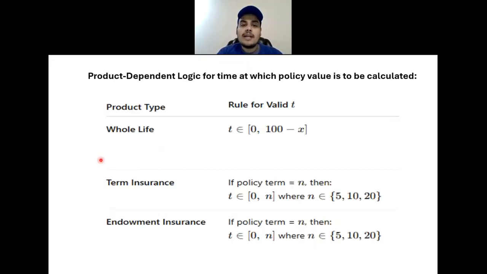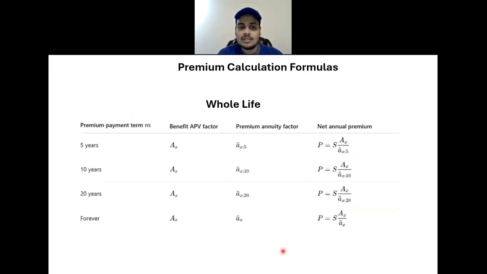And for the product-dependent logic, for the time at which the policy value is calculated, if it is a whole life product, the valuation time t falls within the range of 0 to 100 minus x, where x is the input age given by the user and 100 is our limiting age. And for term insurance, if the policy term is n, then the valuation time t ranges from 0 to n, where n can be 5 years, 10 years, or 20 years, and the same in the case of endowment insurance.